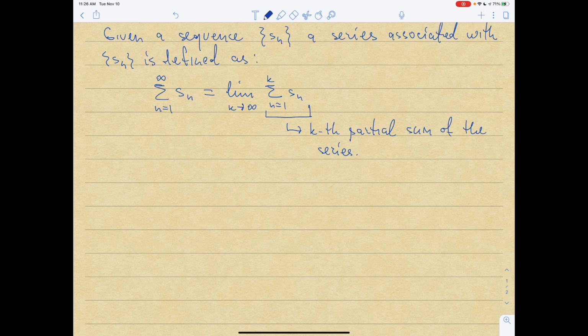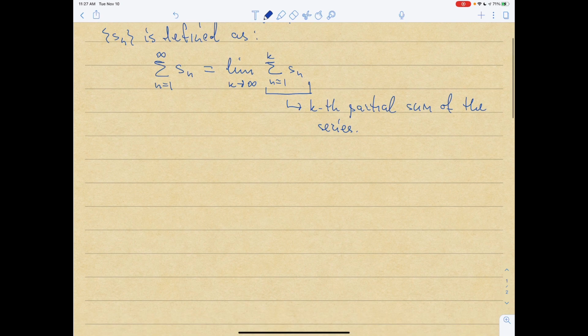But rather than adding the terms, we're now formulating this in terms of limits. If I add k elements of a sequence, that gives me an element of a new sequence of these partial sums indexed by k. And if the limit of a sequence of partial sums exists, then we would say that the series converges.